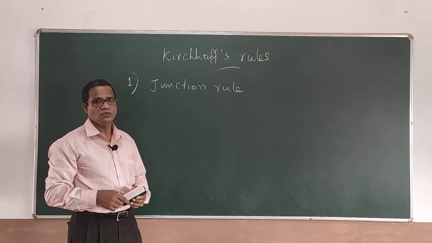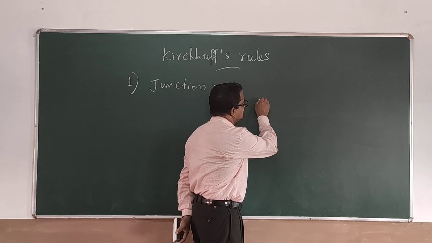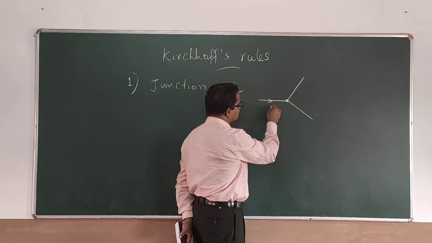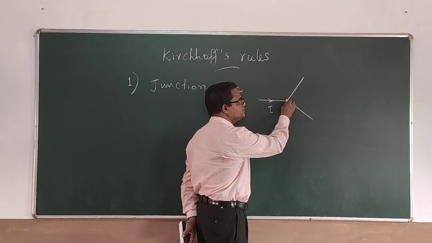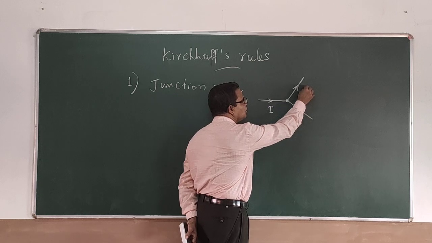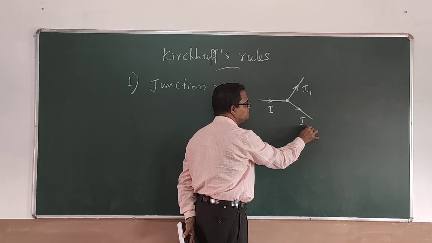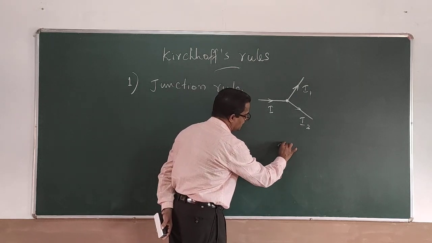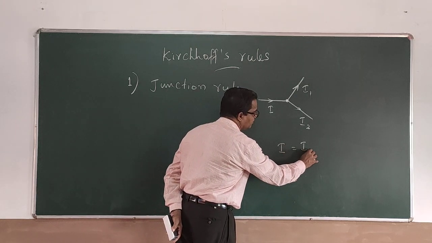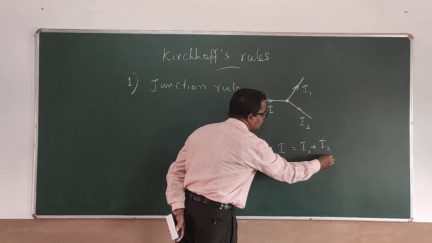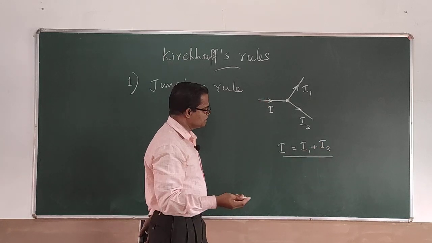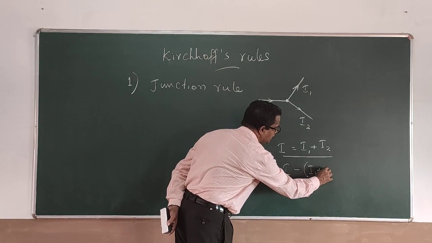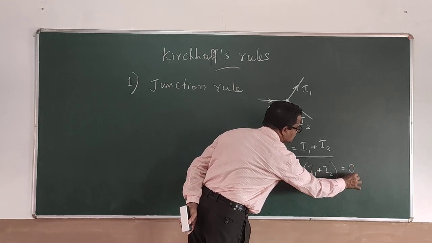Actually, this Junction Rule is related to a junction of an electric circuit. Suppose a current I is coming towards the junction and it is flowing out as I1 and I2. Now, according to this rule, we can write that I equals I1 plus I2. So, what the rule says is that I minus (I1 plus I2) will be equal to 0.